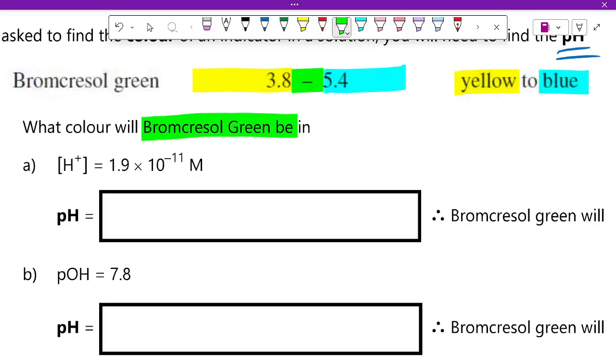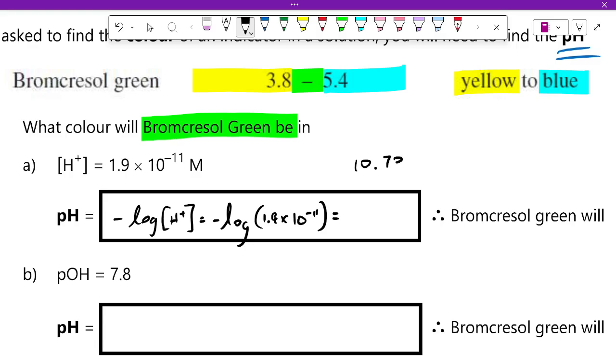So in order to tell what color it will be, you need to figure out the pH. What's the formula for pH? pH is equal to the negative log of the concentration of hydrogen, which is equal to the negative log of 1.9 times 10 to the negative 11, which is equal to 10.72124. What would my final answer be?